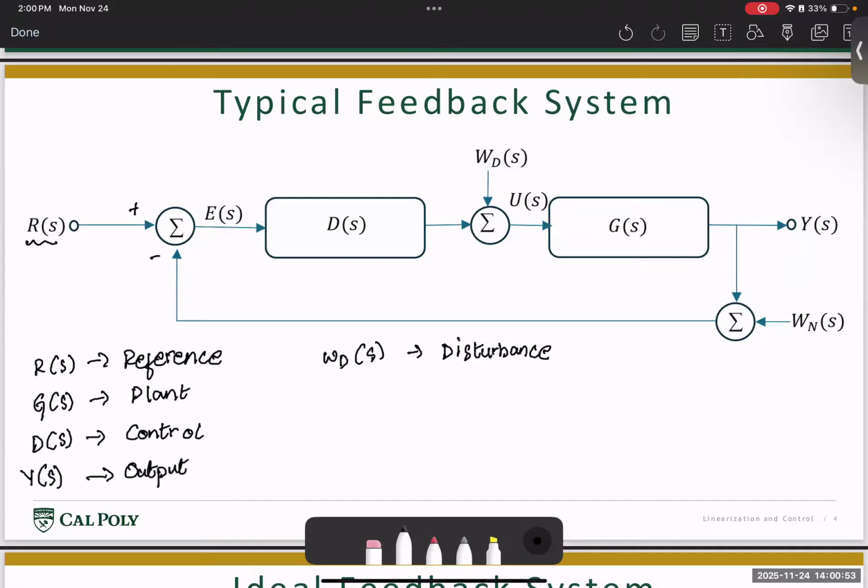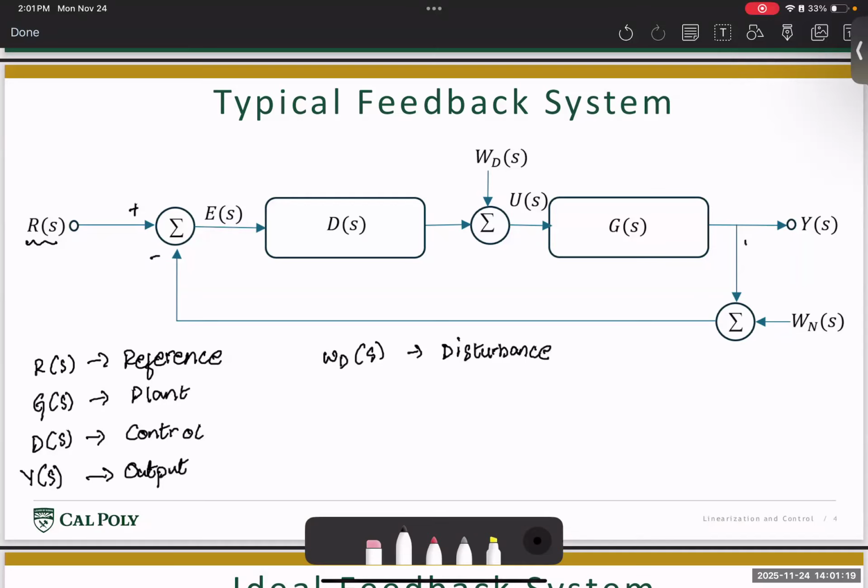So let's say we provide a reference signal of 5 degrees for pitch. This passes through the block D of S, which is basically the avionics section. This sends a command for the aircraft to change its control surface deflections, which in turn passes through the dynamics of the aircraft to generate an output, which in our case is going to be the pitch. But let's say we start doing that, and then the aircraft is currently only at 1 degree of pitch.